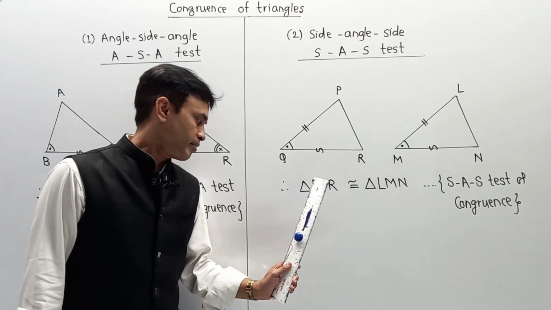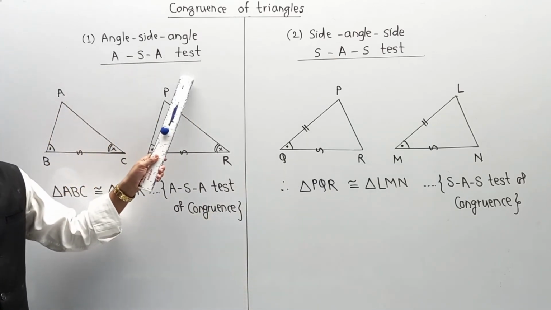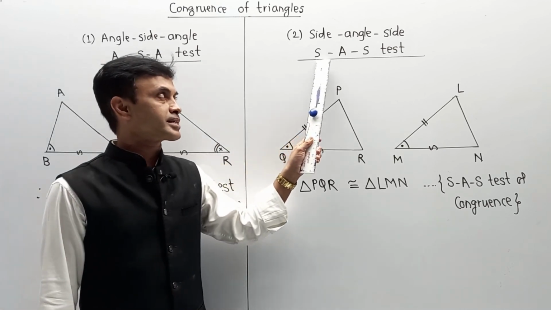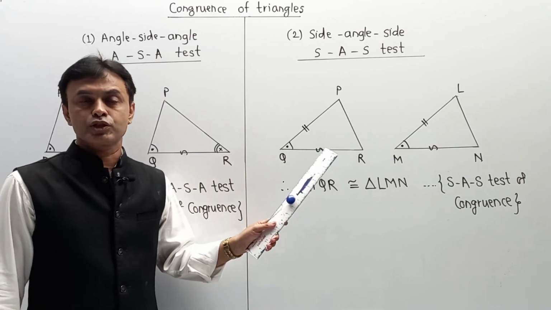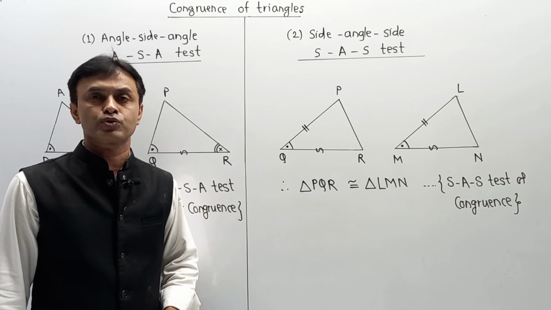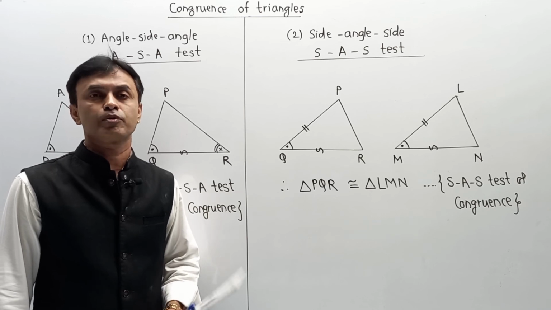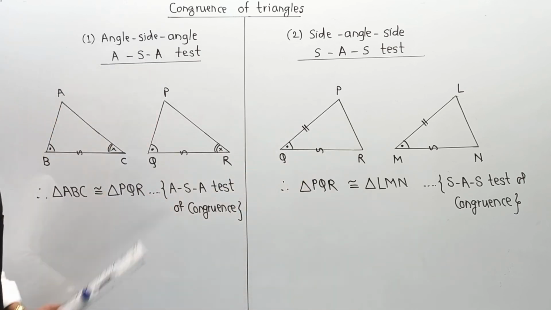So presently we have seen two tests. First is called the angle side angle test of congruency and second is the side angle side test of congruency. Along with these two, there are two more tests we have to understand, and this fourth test is used during your answers in terms of proofs and numericals. So understand it carefully.